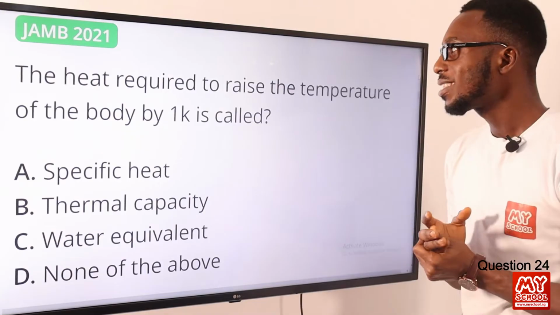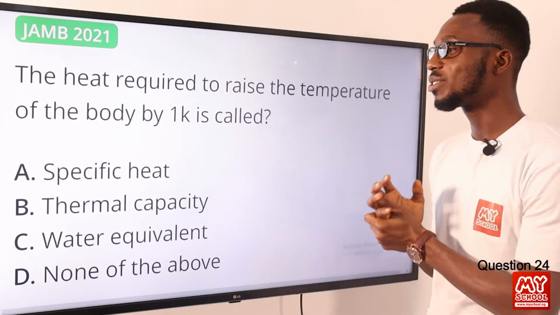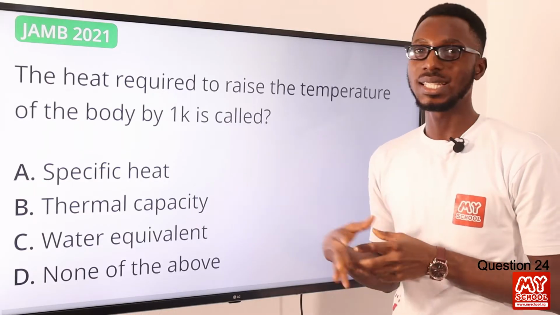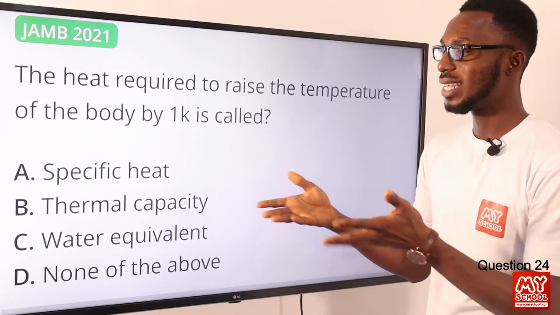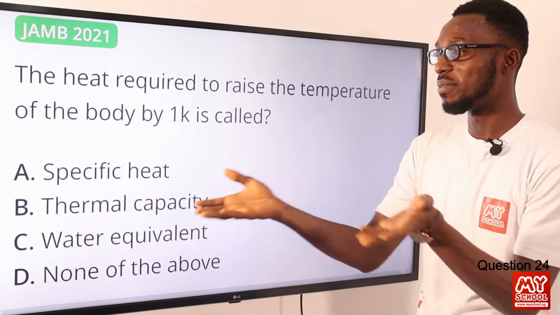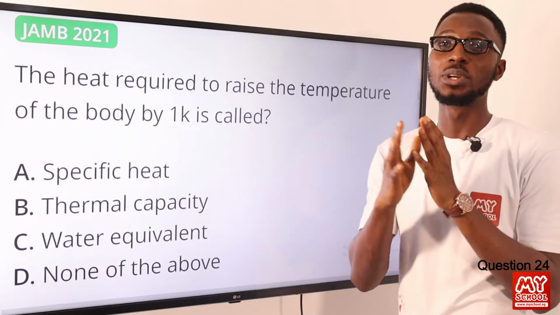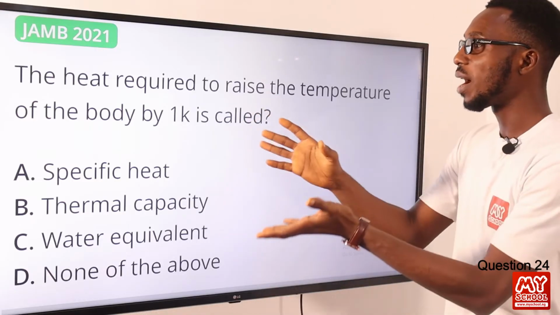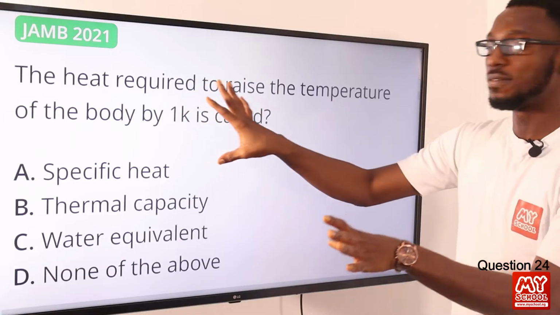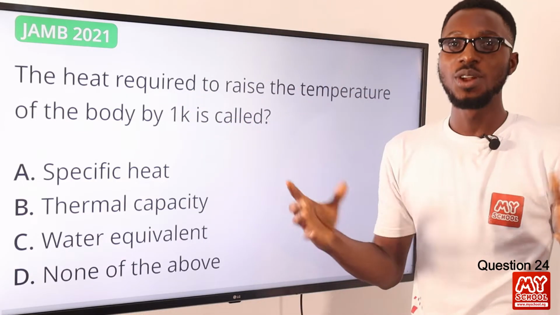Question 24. The heat required to raise the temperature of a body by 1 Kelvin is called what? Thermal capacity. Either you refer to it as heat capacity or thermal capacity, because heat is actually a form of energy which flows due to temperature difference. So when you are talking about the heat required to raise the temperature of the entire body, not just a unit mass.